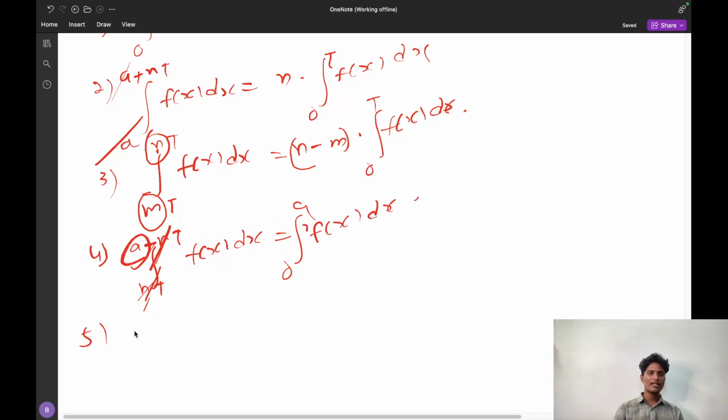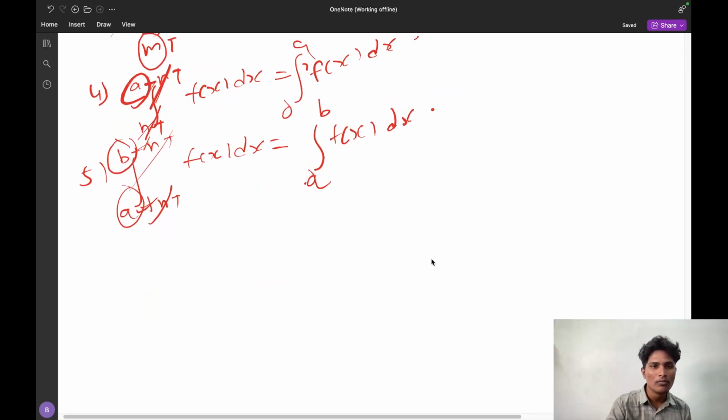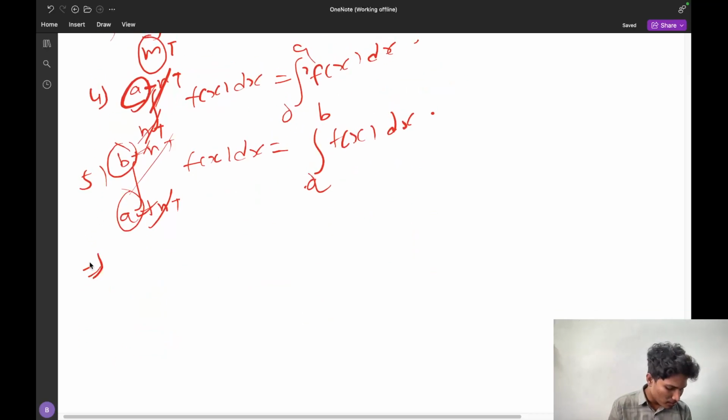And the similar thing, that is integral a plus n t to b plus n t, f of x dx. What is the answer now? The answer is integral a to b, that is this n t is cancelled, and the left terms are the lower limit and upper limit. The upper limit is b and the lower limit is a. So a to b f of x dx. So this is the answer.